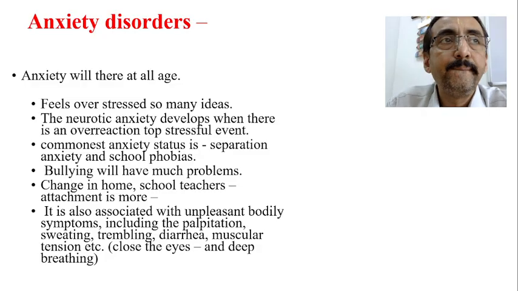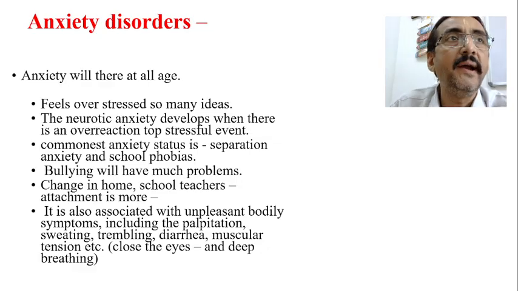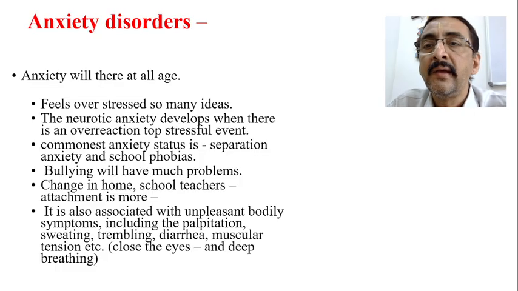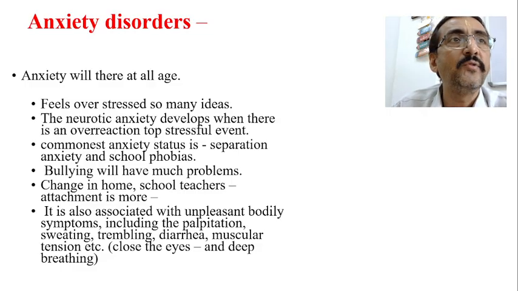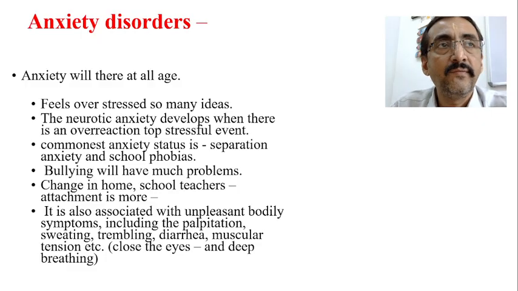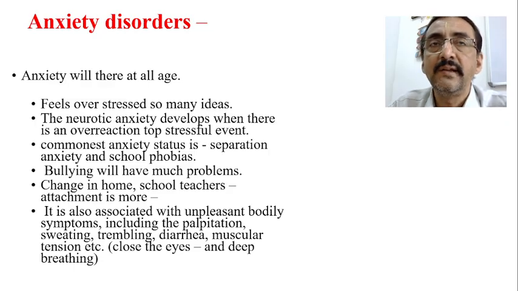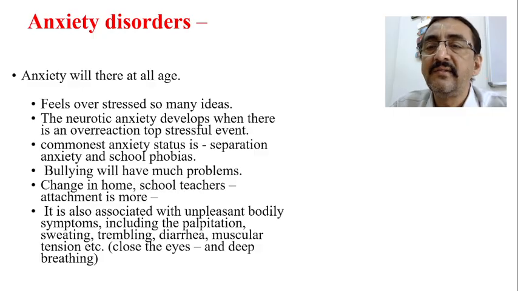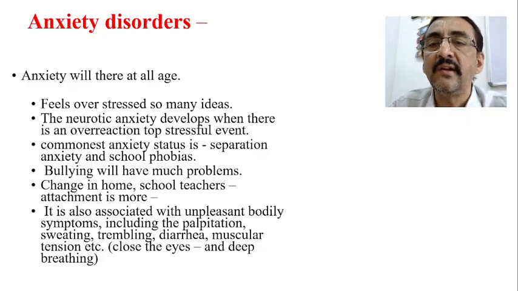Many times the adolescent feels overstressed by so many ideas. He will take some ideas, some issues, and look overstressed by thinking about that. Neurotic anxiety develops when there is an overreaction to a stressful event. Any stressful event, maybe he failed in the exam, or he has some familial problem, or some interpersonal relationship problem. This neurotic anxiety develops whenever there is an overreaction to that. If you just neglect it or take it coolly, no problem occurs. But many times adolescents take it very seriously and give over importance or overreact to it, then that creates the problem. The commonest anxiety states in the adolescence period are especially separation anxiety and school phobias.